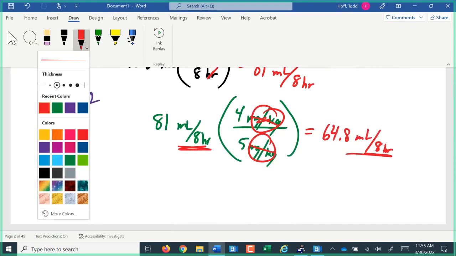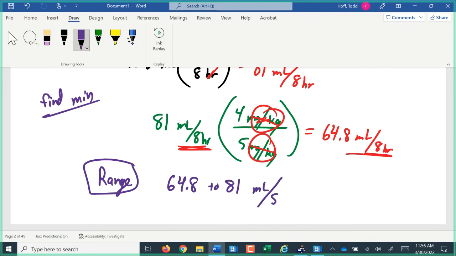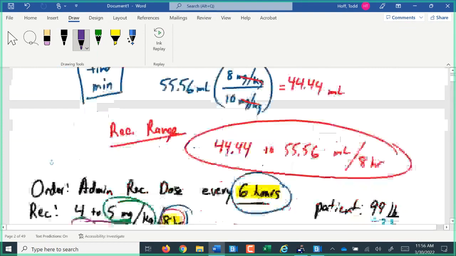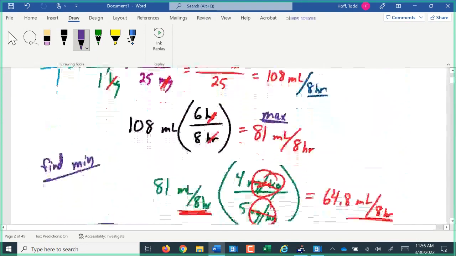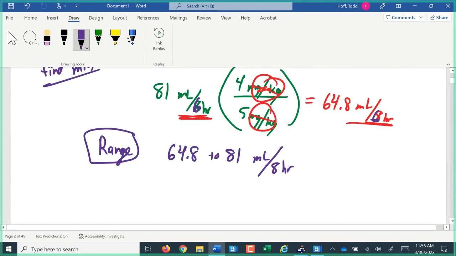So this means our recommended range is from 64.8 to 81 milliliters every, that's not 8 hours, this was titrated to 6 hours, wasn't it? Not 8, this was titrated to 6, so these are all 6 hours here. This was actually 64.8 to 81 milliliters every 6 hours. That's after we adjusted it to account for the doctor's order.